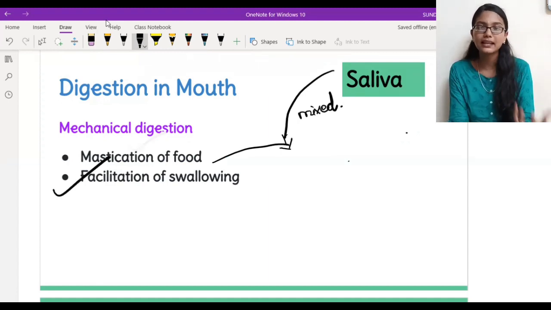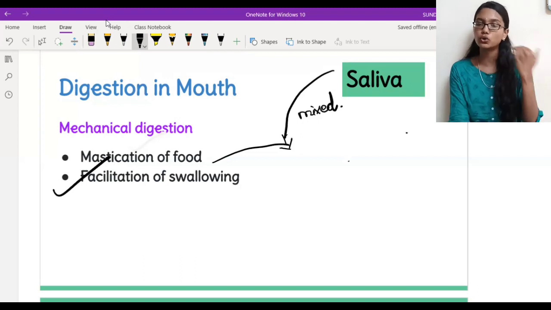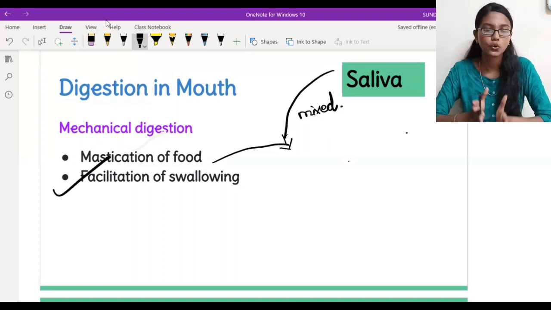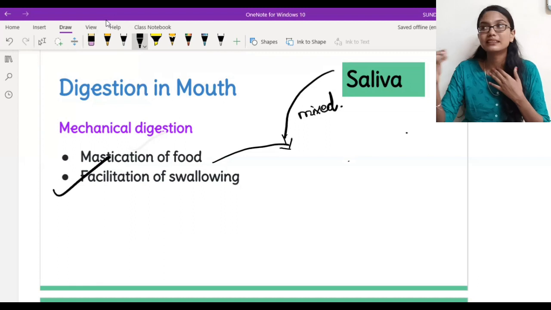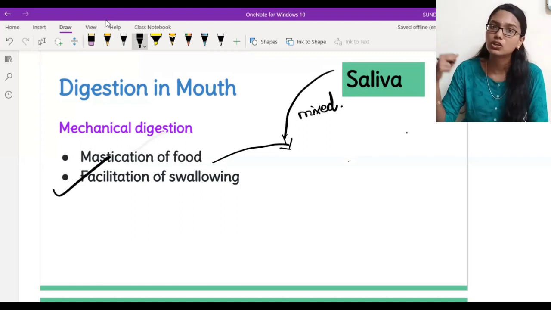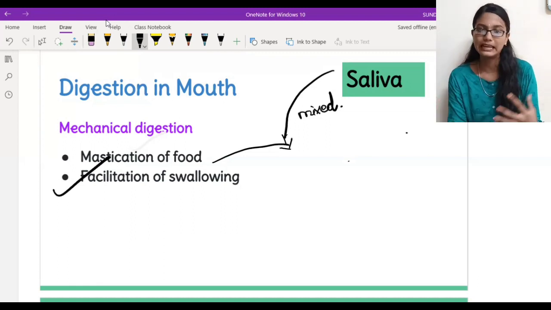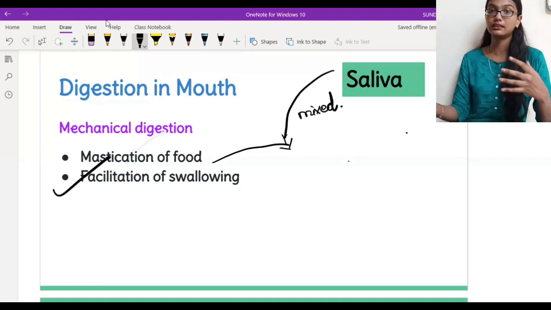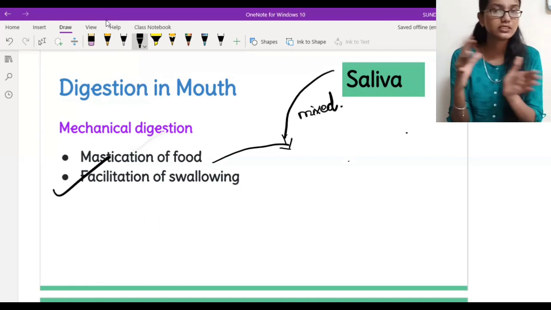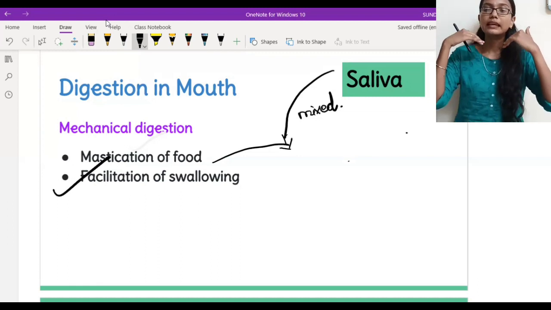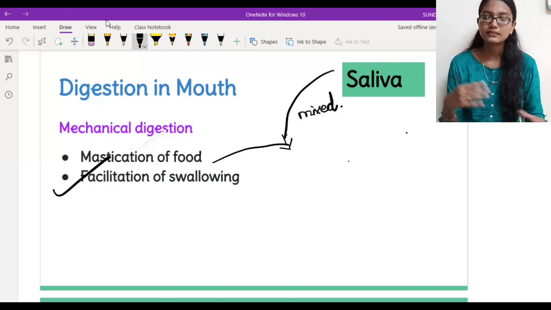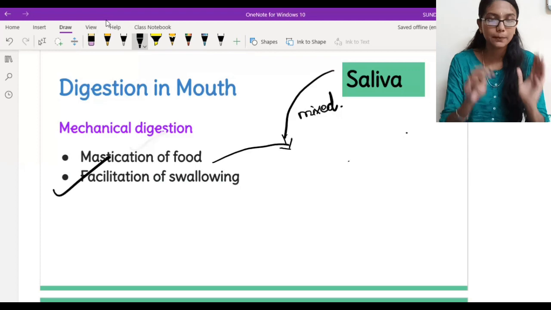The solid particles as such cannot be passed down to your stomach. They have to be lubricated, in the sense, for easy passage. For example, if you put oil on a door hinge and close the door, there won't be any sound. In the same way, food which is mixed thoroughly with saliva will be easily passed down to your stomach. So to facilitate the swallowing process, mechanical digestion happens here.